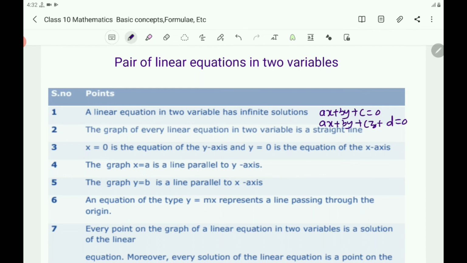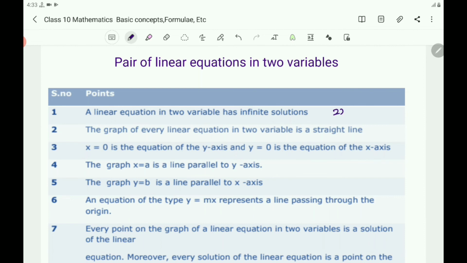Here the linear equation may have one variable, two variables, or more than two variables, but the highest power of the variable is 1. If the linear equation has only one variable, it has only one solution. If it has two variables, it has many solutions, infinite solutions. And if it has three variables, then also it has infinite solutions. But if it has only one variable, it has only one solution.